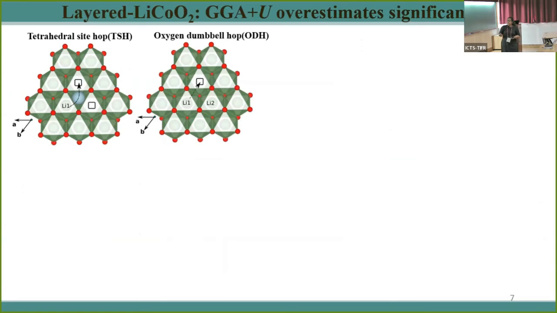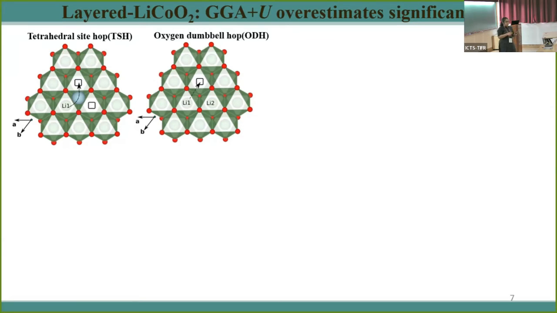Let's move on to a metallic system like LiCoO2. So we have the oxygen anions forming the HCP lattice, and in between these lattices, we have the lithium and the cobalt ions occupying the alternate layers. When the lithium ion moves from the initial to the final site, it can move via 2 mechanisms. The first one being the tetrahedral site hop, or TSH. The second one being oxygen double hop, or ODH.